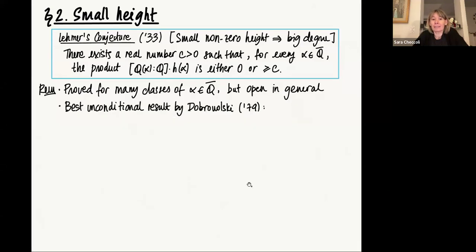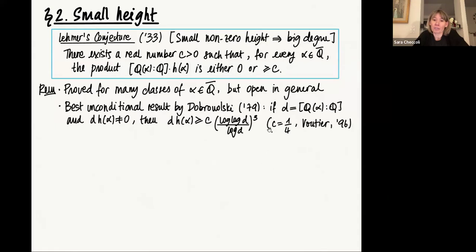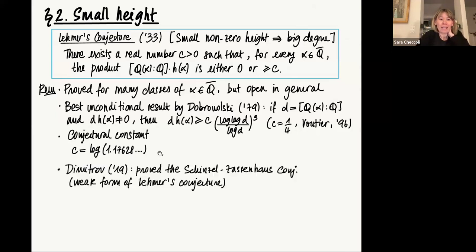And still the best unconditional result is the result by Dobrowolski from 79, who proves Lehmer's conjecture up to this error term. D here is for sure the degree of the algebraic number. He also finds a constant in his proof, which is explicit, but this was improved by Voutier years after. As we saw in the previous slide, there is a conjectural constant for Lehmer's conjecture. It corresponds to Lehmer's polynomial of degree 10. This is still unbeaten.